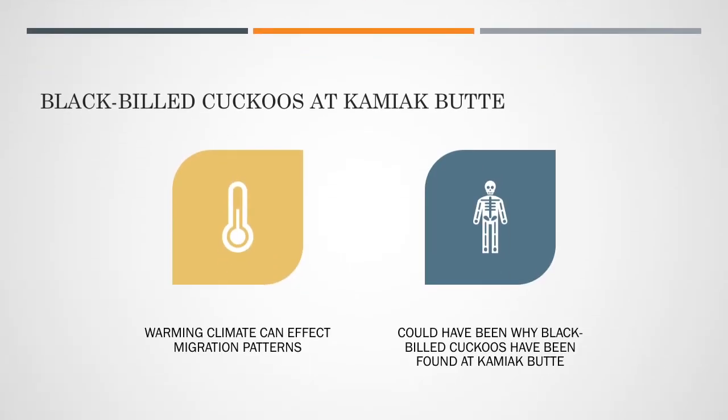The question is, how did these elusive birds get spotted on Kamiak Butte, hundreds of miles away from their typical breeding range? Could it be one stray bird that happened to be spotted, or part of a bigger picture affecting the species as a whole? A warming climate could change their migration pattern, forcing these birds to travel further north to reach a region that could support them in the breeding season.